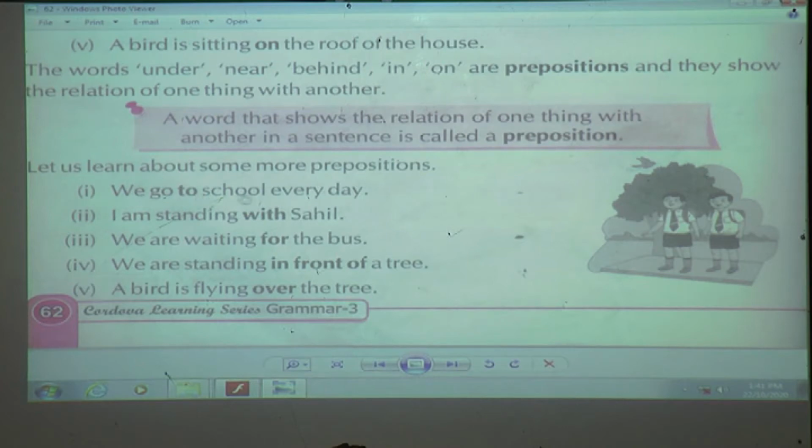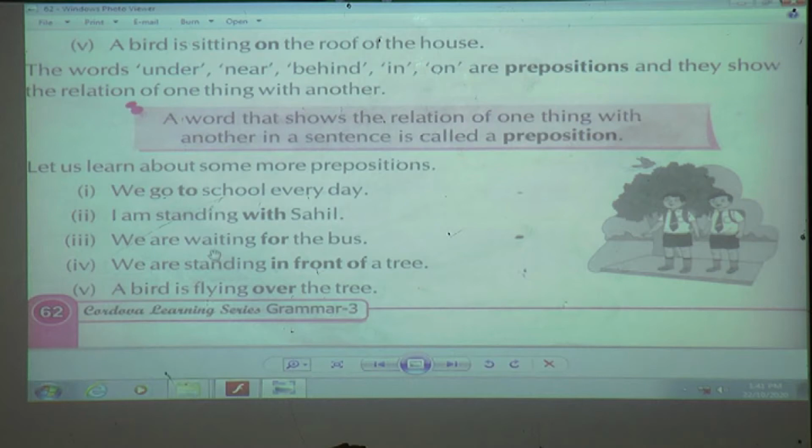We go to school every day. Let's read again. We go to school every day. Where do we go? To school. So this is relating one thing with another. So, to is the preposition. I am standing with Sahil. Where am I standing? Yes, I am standing with Sahil. So with relates myself with Sahil.